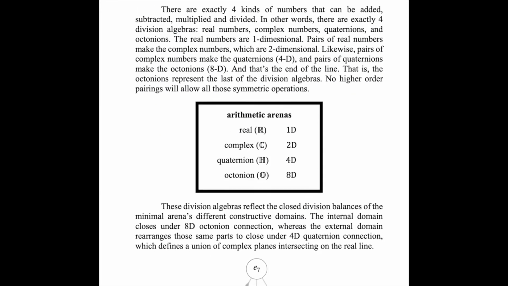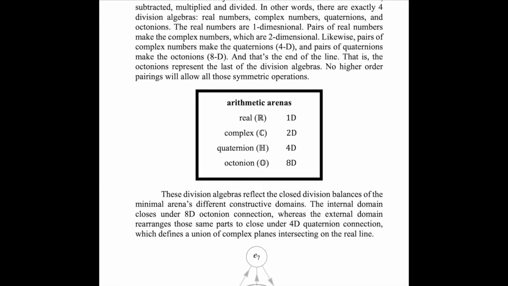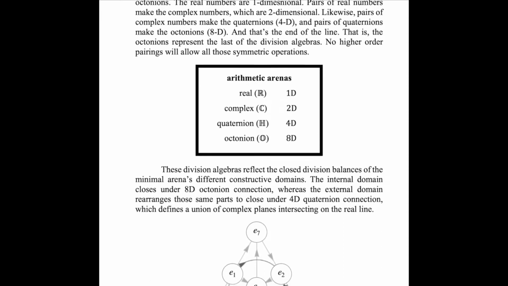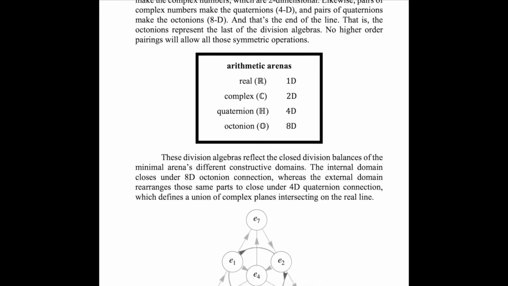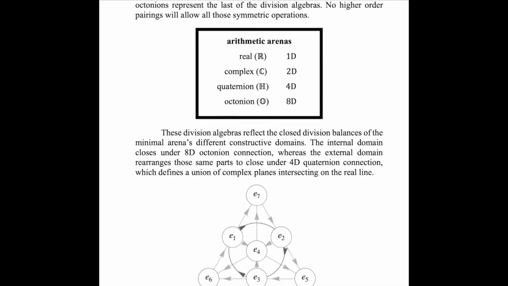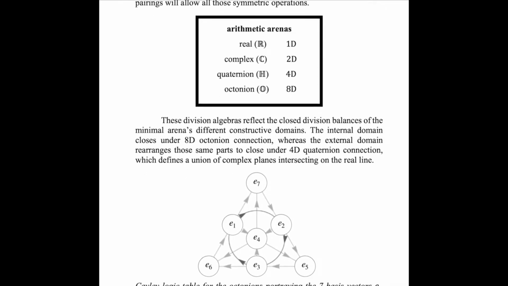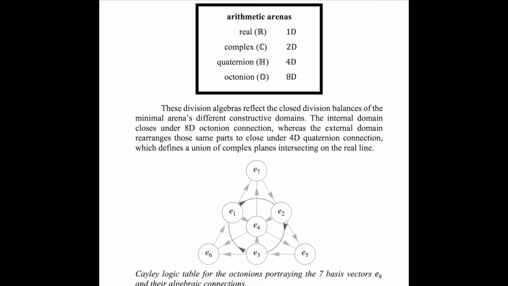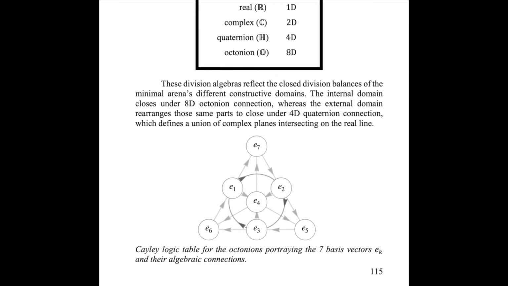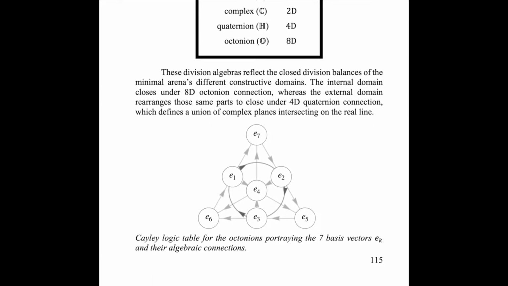These division algebras reflect the closed division balances of the minimal arena's different constructive domains. The internal domain closes under 8-dimensional octonion connection, whereas the external domain rearranges those same parts to close under 4-dimensional quaternion connection, which defines a union of complex planes intersecting on the real line. The Cayley logic table for the octonions, portraying the 7 basis vectors and their algebraic connections, looks like this.